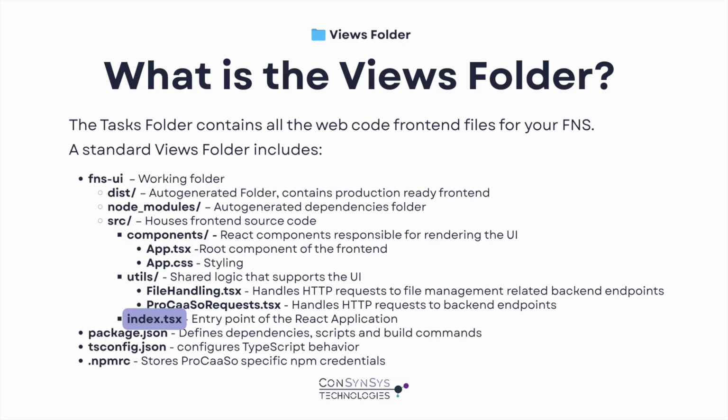Back to the outer layer, we have the package.json file, which defines front-end dependencies, scripts, and build commands. The tsconfig.json file, which configures TypeScript compilation for the Views project. And lastly, our npm-rc file, which stores the ProCaaSo npm credentials required to install private packages. This structure mirrors a standard React project while adding ProCaaSo-specific integrations for backend communication and secure file management through the FNS platform.